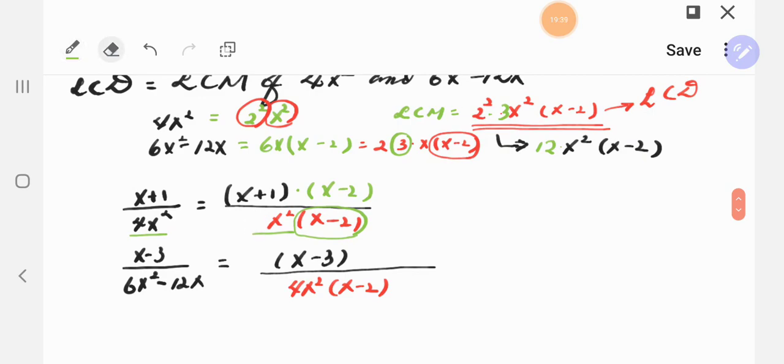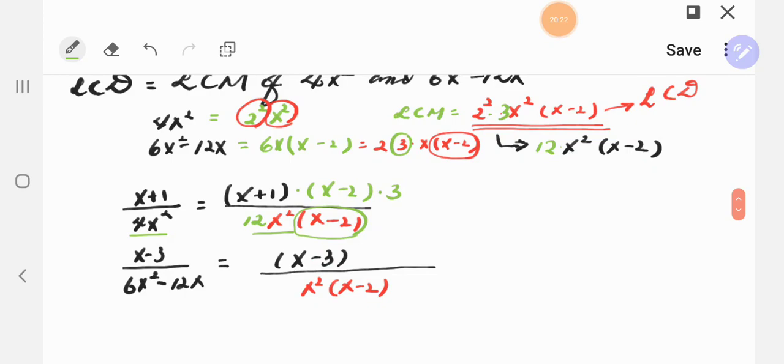So this has to be 12, right? 4 times 3, the extra one is 4 times 3, 12. So we have to multiply the numerator by what? 3 as well. Because 12 is 4 times 3, we already have 4, and 3 is left over. So 3 is an extra factor, and we multiply that extra factor to the numerator.